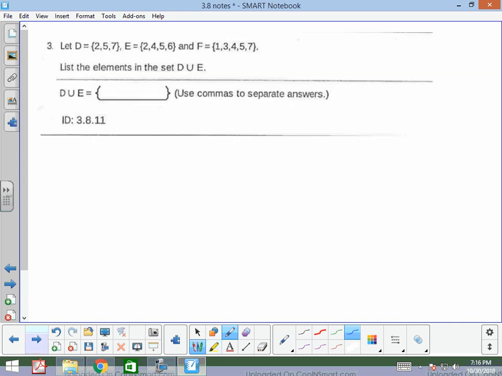All right, number 3. Again, we have set D: 2, 5, 7; E: 2, 4, 5, 6; F: 1, 3, 4, 5, 7. And again, we're looking for D union E. So they both have a 2. E just has a 4. Remember, this is union, so we want everything they have in common and everything that's in the sets they don't have in common. So 2, 4, 5 is in both sets. 6 is just in E, and 7 is just in D. So we're just going to list them.